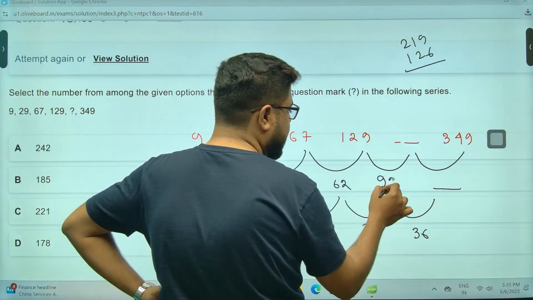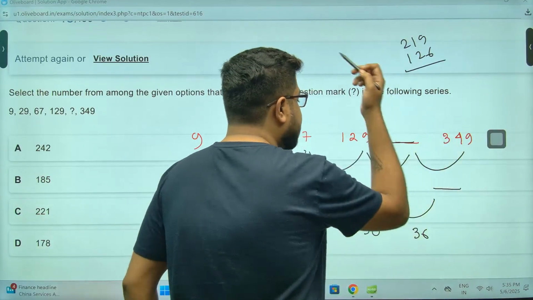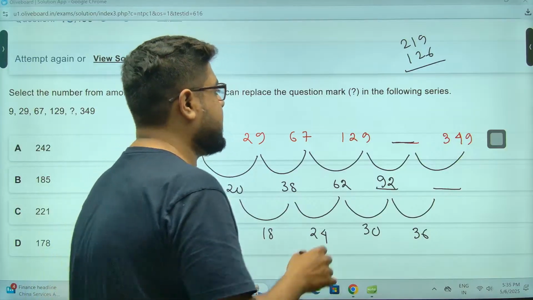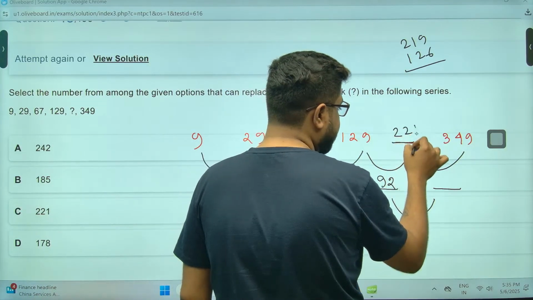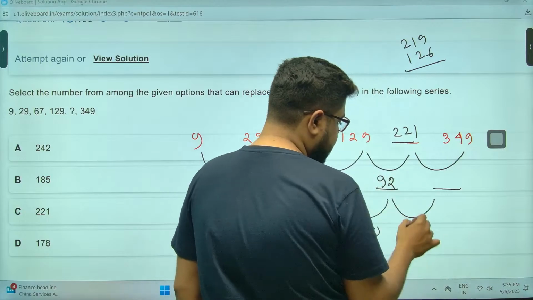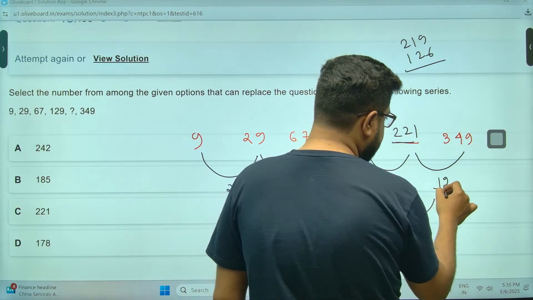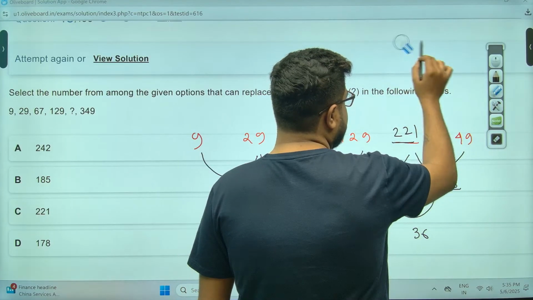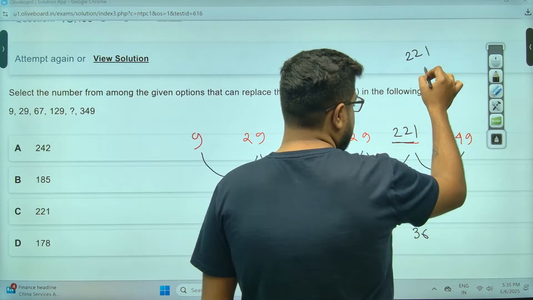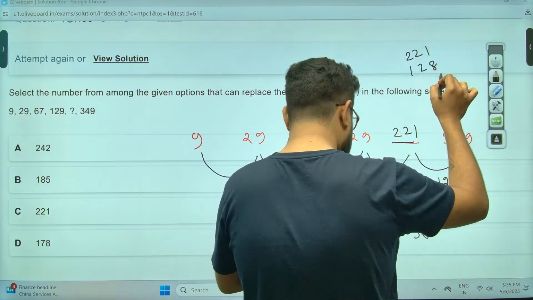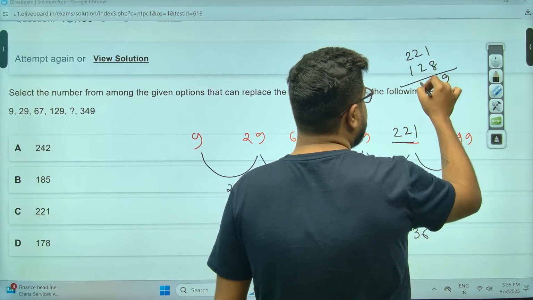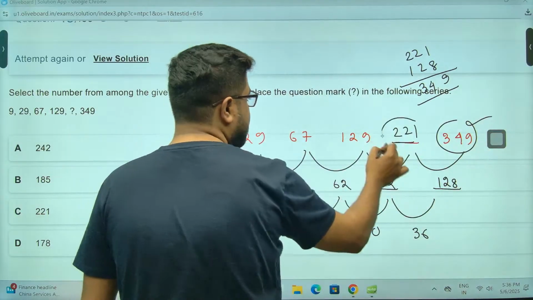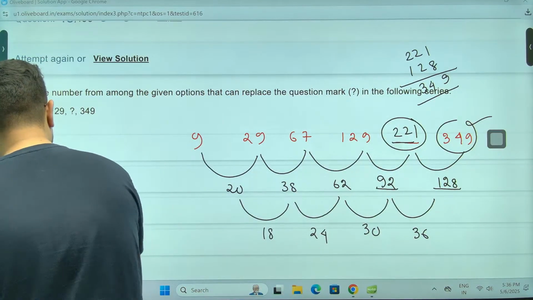62 and 30, 92. I'm saying 92, writing 90. 129 plus 92, 221. This is 36, and 92, and this is 126, 128. Yes, sir, it is matching. You can check the unit digits. 221, 128. So 8 and 1, 9, like 22 and 12, so 34. That's the answer. So my answer will most definitely be 221, option number C.